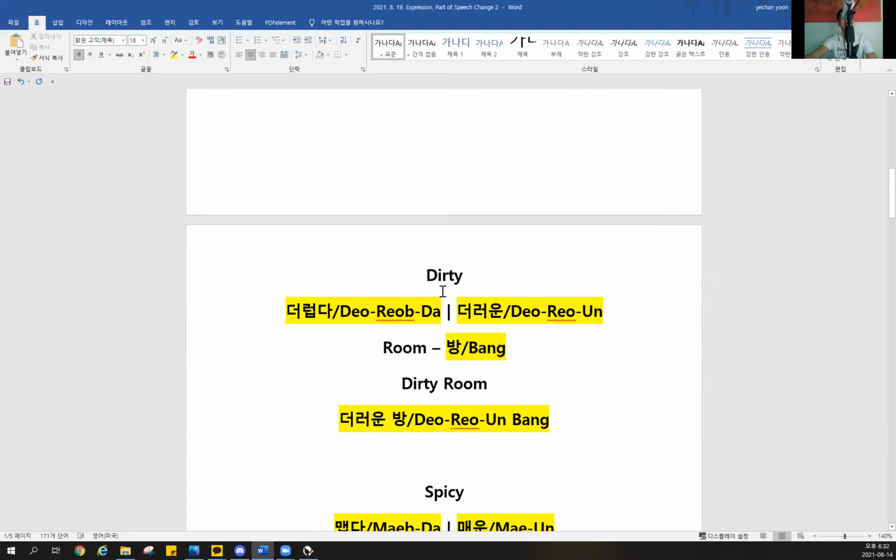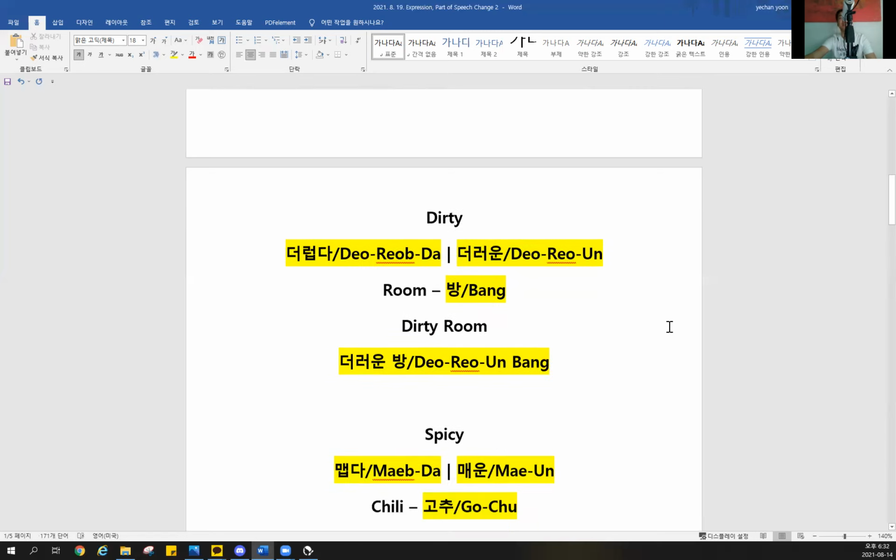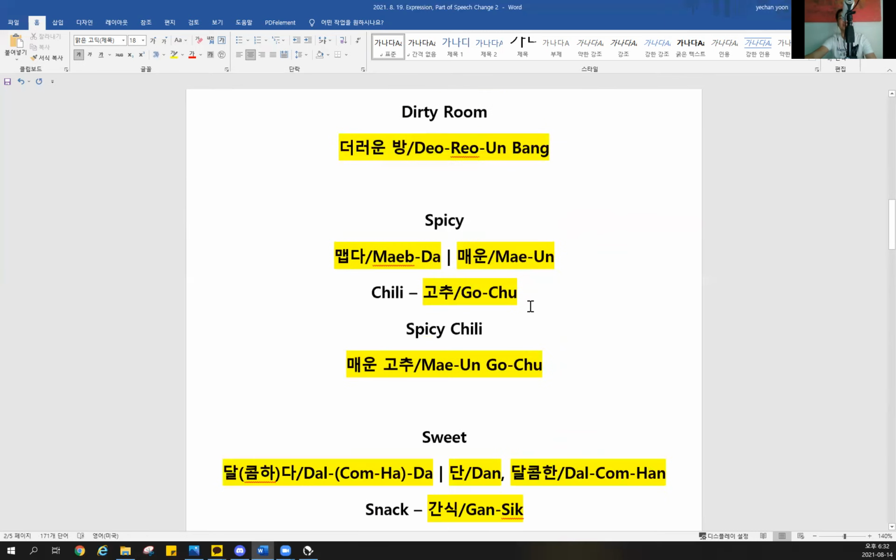Next one. Dirty, how can you say? You can say 더럽다. The changing form is 더러운. I'll give you the example with room. Room in Korean is 방. So dirty room is going to be what? 더러운 방.